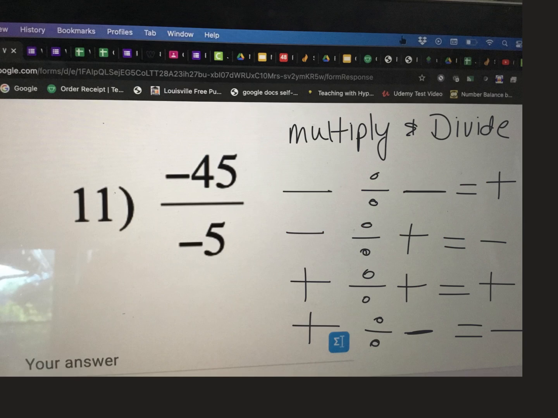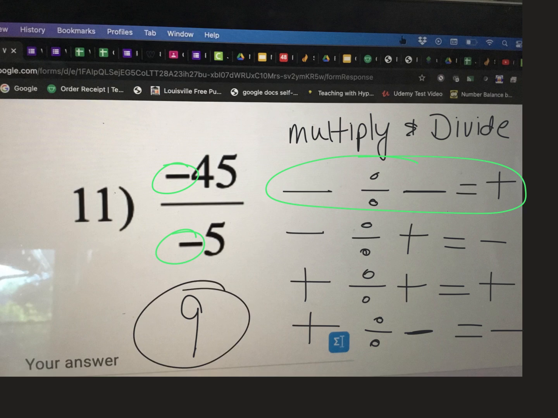And remember, the rules for multiplying and dividing are the same, although I just wrote division symbols here since we are dealing with division there in the problem. So we know we need to do 45 divided by 5, which is going to give us 9. And then we have a negative divided by a negative. So that's going to be this option right here. A negative divided by a negative is a positive. So our final quotient is a +9.